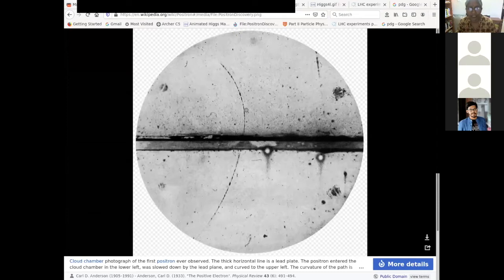So here is the evidence for the positron discovery from Anderson around, I thought, 1932, but it says 1933. Just look at the figure. In the center, you can see this horizontal line. That's actually a lead plate. What happens is that when a particle goes through a lead plate, the lead is so dense that it loses energy. Fine. So you can see what happens.